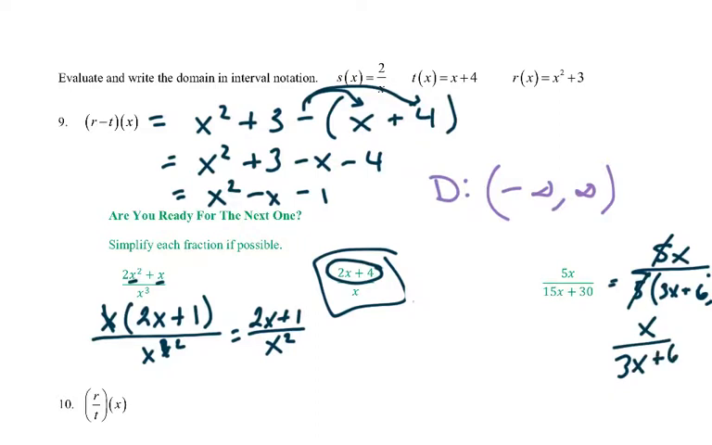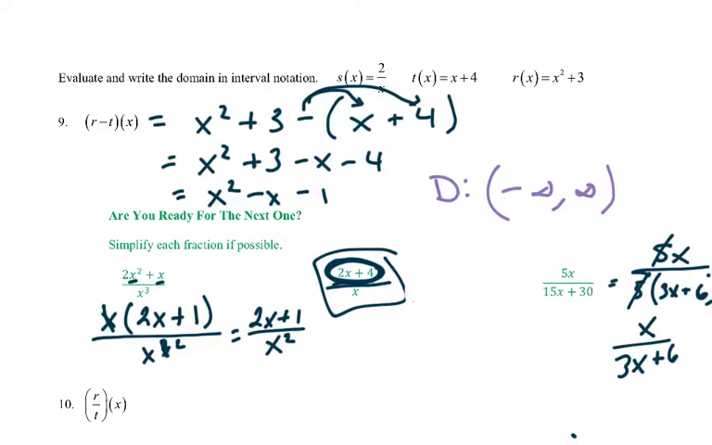So looking back at the one before, it's not just the fact that the x was connected to the 2, it's the fact that it's connected to the 4 by addition. That's why I cannot cancel out those x's. That will not work, okay? But here, because these are being multiplied together, I can divide out by a common factor of 5. 5 divided by 5 is 1, so I'm left with 1x over 3x plus 6.